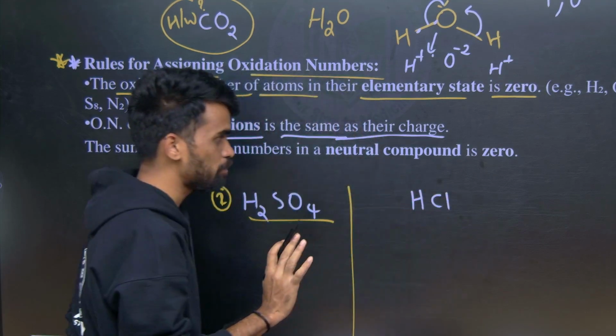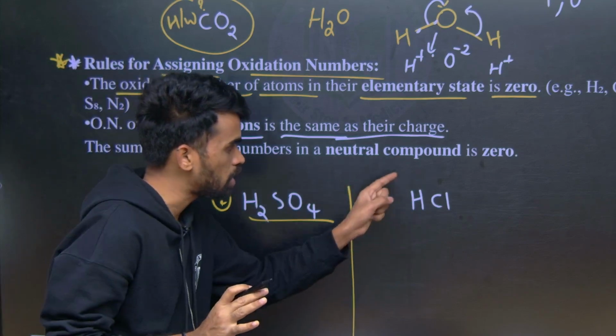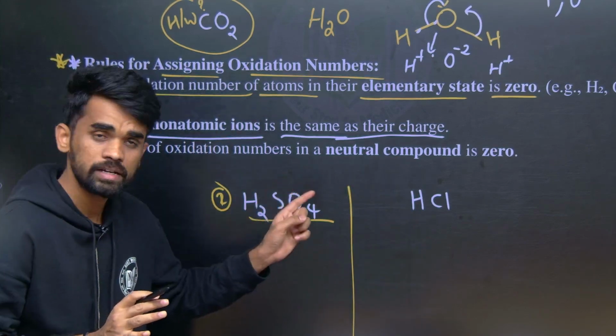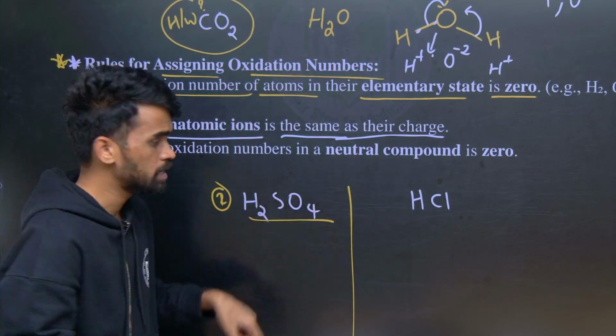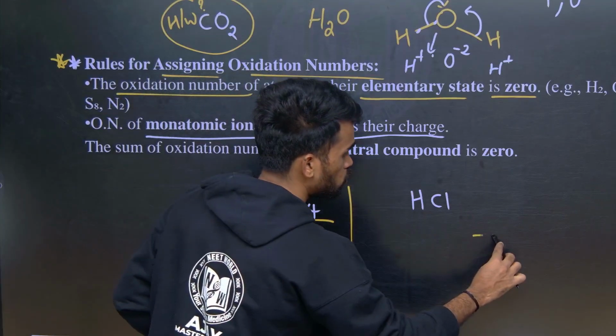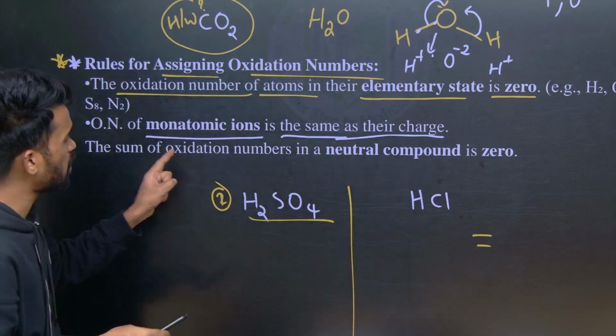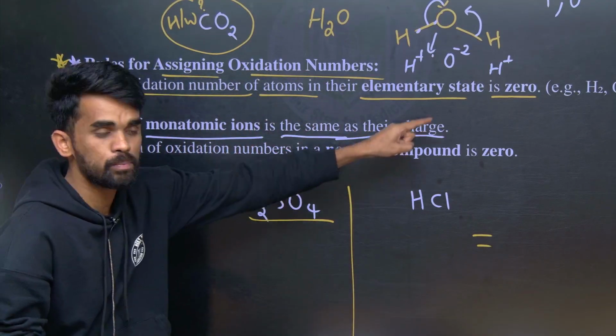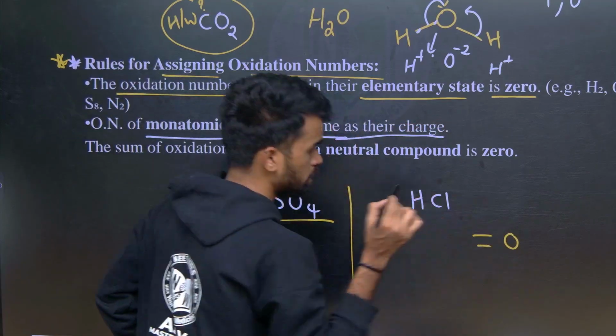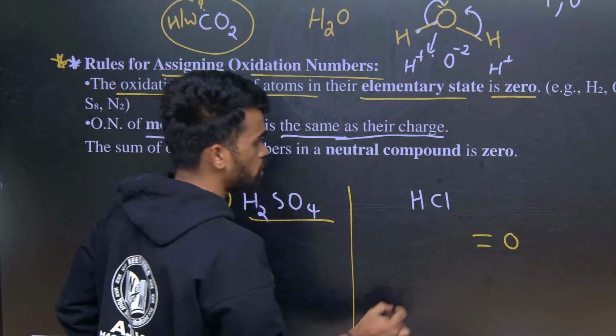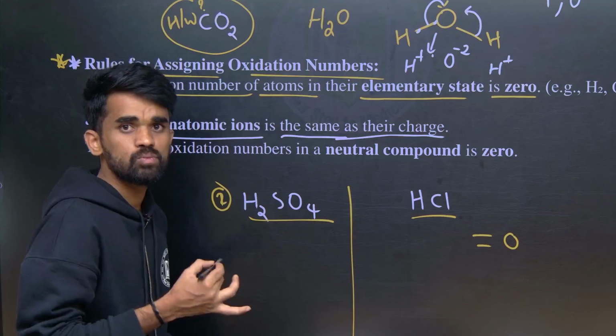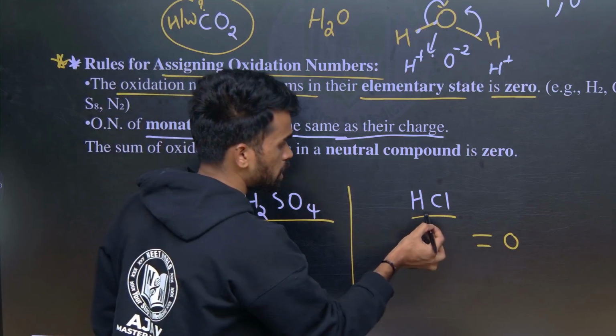I am taking HCl. This is a simple molecule, right? So what does the overall molecule look like? It looks neutral, right? There is no charge on this. Therefore the sum of oxidation numbers in a neutral compound should be equal to 0. Yes, it should be equal to 0. So now out of these two, which is the more electronegative element, hydrogen or chlorine?